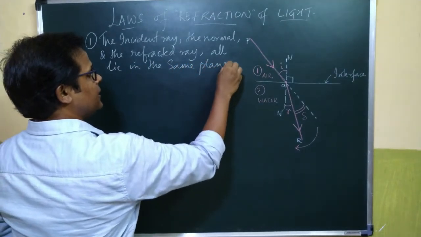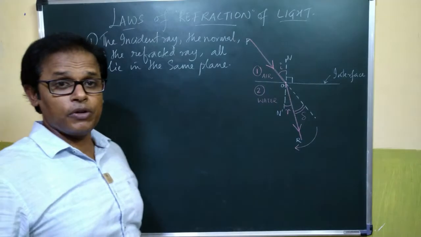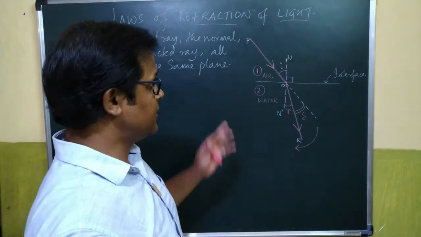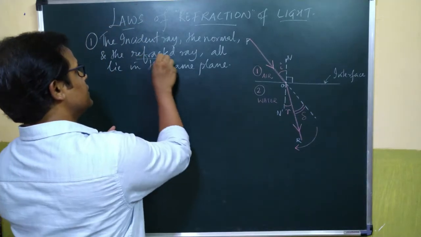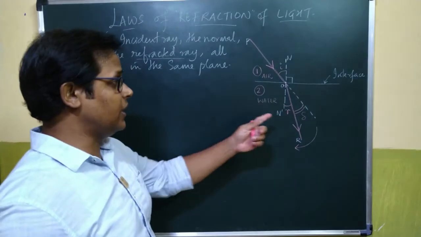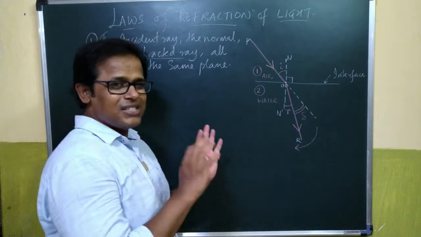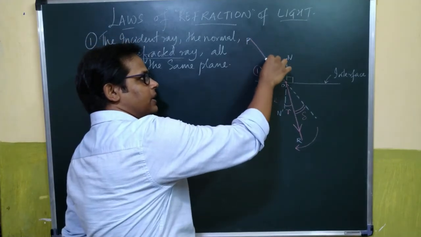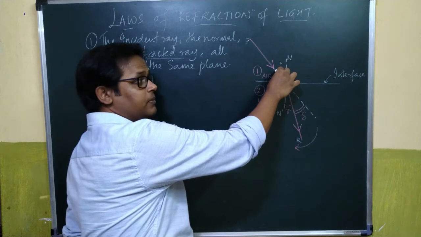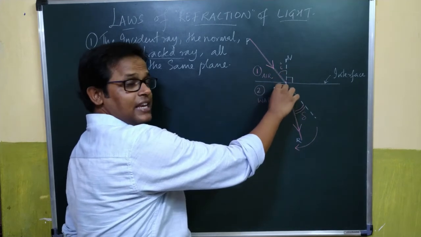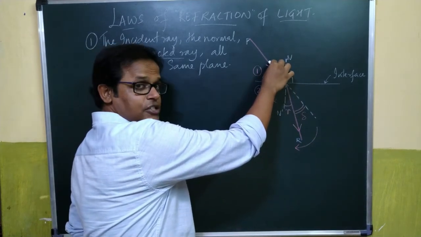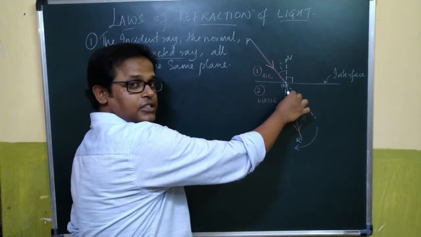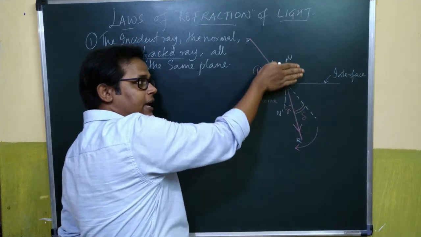I think most of you immediately connect with this statement of the first law because it sounds very similar to the first law of reflection of light. But here the key word which has changed is that there is a refracted ray in place of the reflected ray. What does this law say? The point is very simple. Any ray of light which is incident obliquely from one transparent medium onto the interface separating the second medium, the incident ray, the normal passing through the point of incidence, and the refracted ray all lie in the same plane.